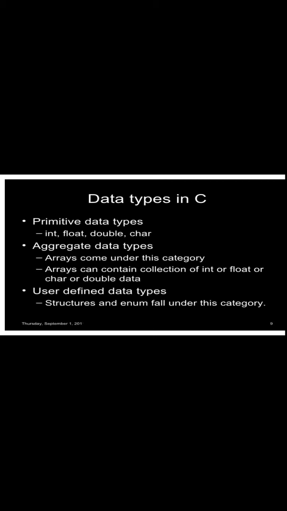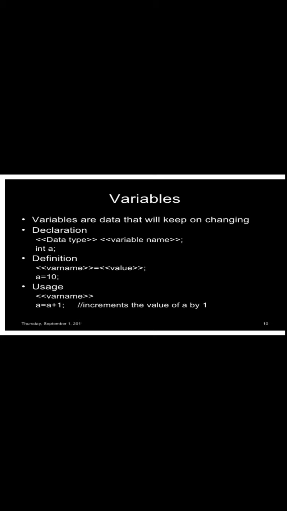Then the data types in C. Primary data types, aggregate data types, and user-defined data types. These 3 types of data are common. The primary data types include integer, float, double, and character. The aggregate types are arrays and structures.